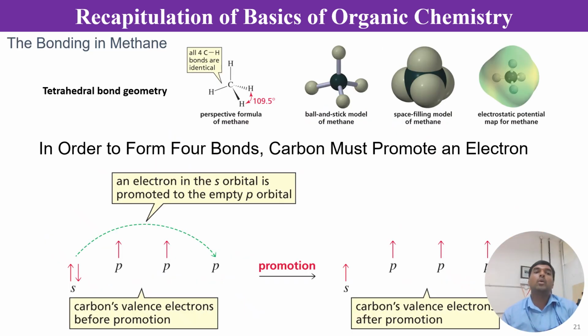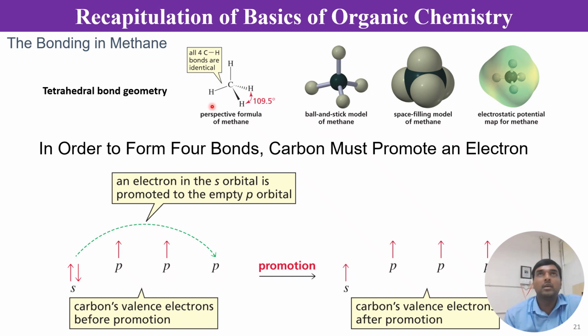Now, if we talk about how methane is formed, methane is basically carbon with 4 hydrogen atoms. And the geometry of methane is actually tetrahedral geometry, and the bond angle is 109.5 degrees. Why? For that we need to understand the hybridization concept.